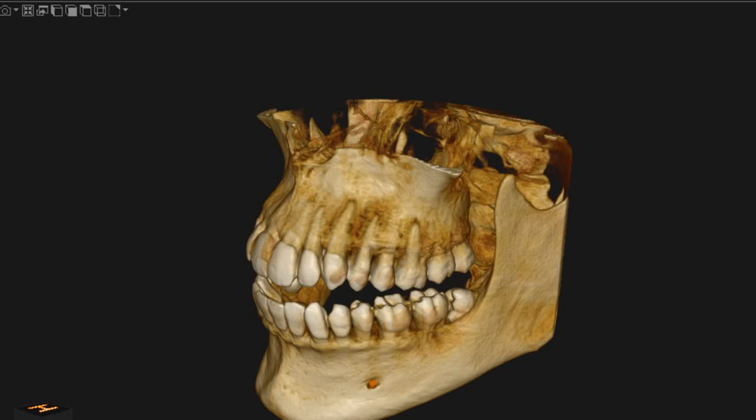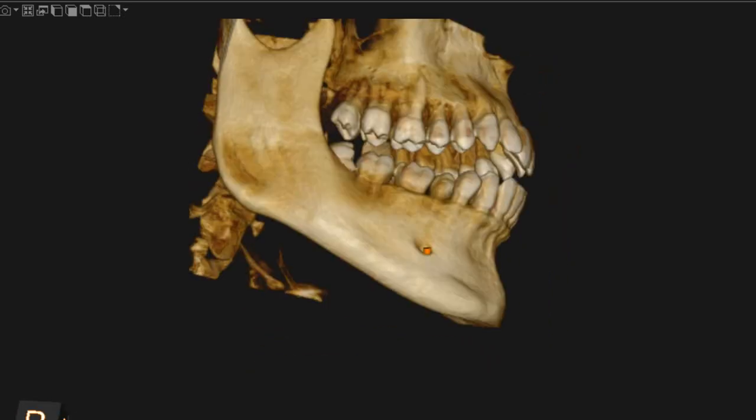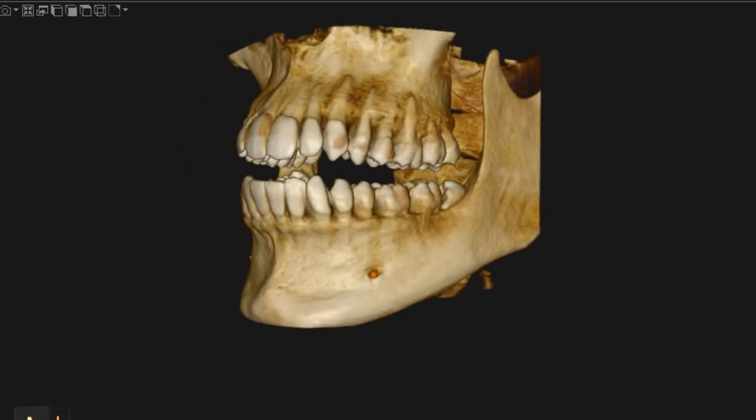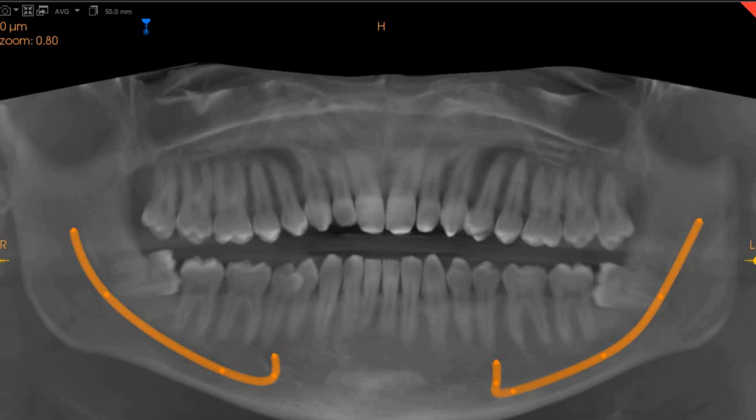This is the CBCT of the patient that you had requested. The area of interest is the lower right 8 and the lower left 8 and their proximity to the inferior alveolar nerve. On the panoramic view, you can see that the lower right and the lower left are fairly close to the inferior alveolar nerve.